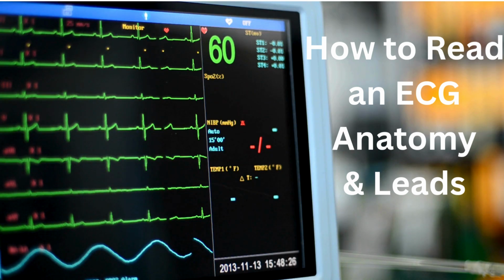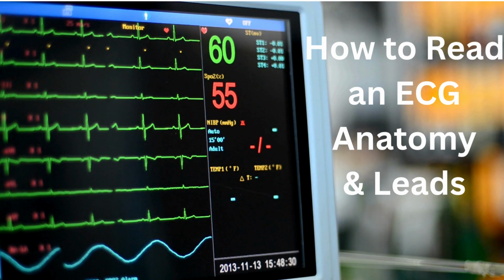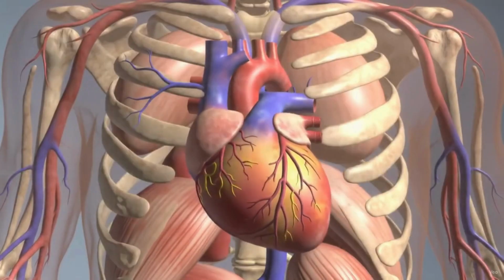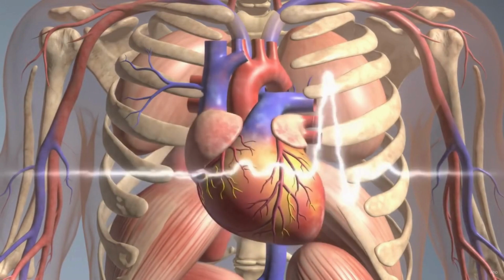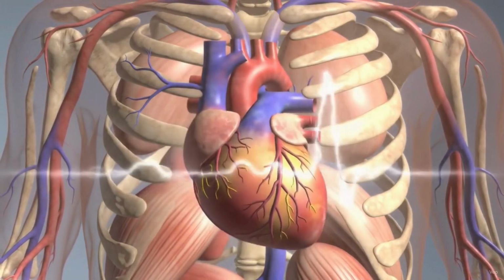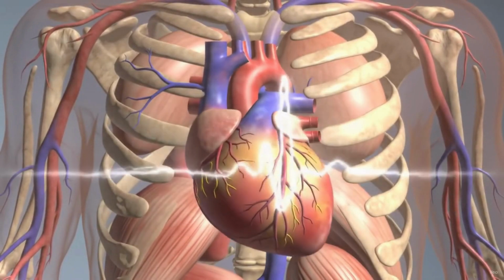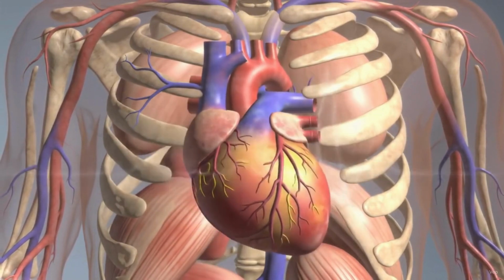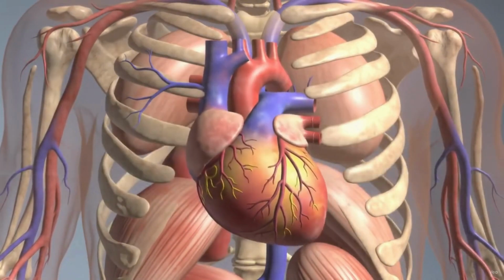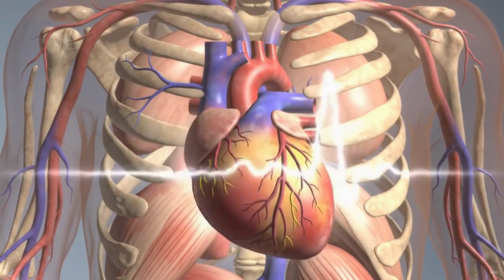How to read an ECG from the anatomy and lead positions. The human heart sits in the mediastinum and is shaped like a cone. It runs obliquely from right to left, and from anterior to posterior. The right atrium and ventricle form the anterior surface, while the left atrium and ventricle sit more posteriorly. The apex points downward, forward, and to the left, resting on the diaphragm.